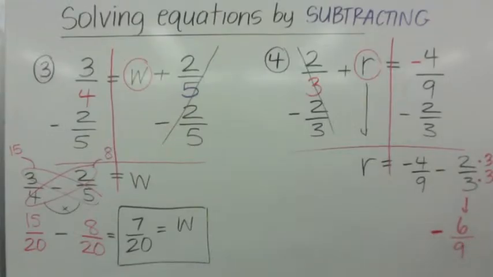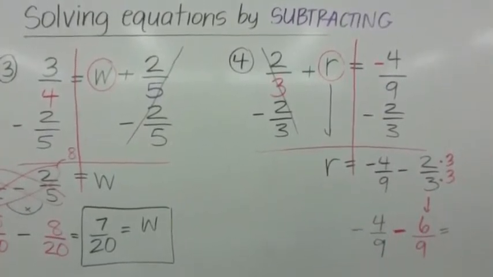All right, and then we have our original fraction here, which is negative 4/9. Great. Do they have common denominators? Yes, we know that they're 9. So let's subtract the numerators. The tricky thing here is you have a negative 4 and a negative 6. Okay? What do you think negative 4 and negative 6 make together?